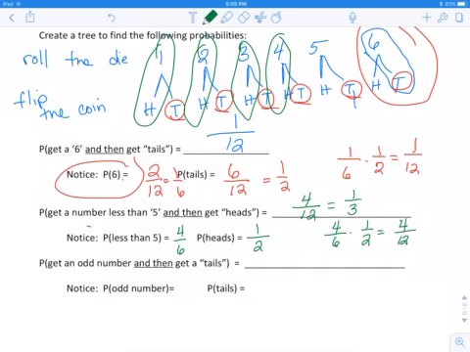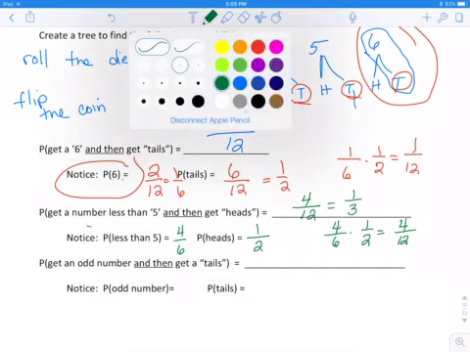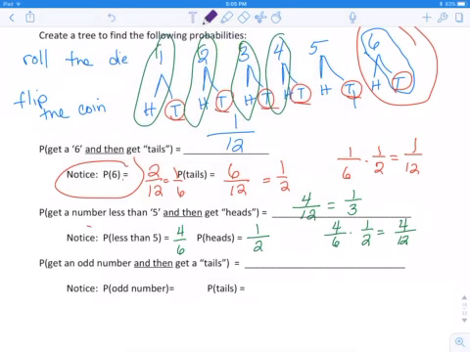Probability of getting an odd number and then getting a tail. Sorry, this is getting really, really messy. I'll do it in purple. So an odd number and then a tail. So we could do a 1 and a tail, a 3 and a tail, or a 5 and a tail. So that would be 3 out of 12 or 1/4.